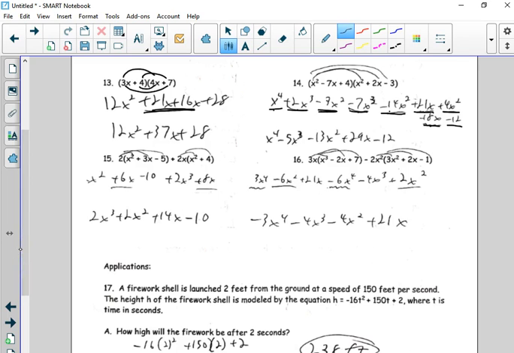On number 15, you have to distribute first, then combine. So send the 2 in first. This got cut off, I apologize. 2x squared plus 6x minus 10. Then 2x cubed, we're setting this in here, plus 8x. Now we join the like terms together, which are not many, just the x's.